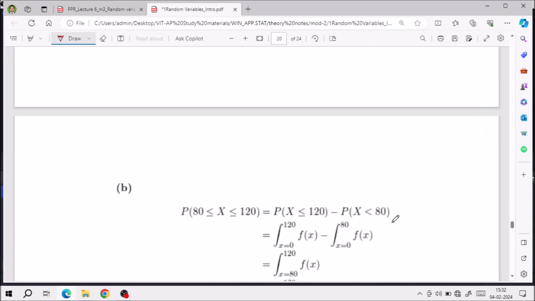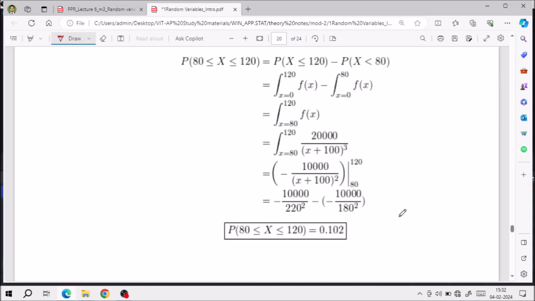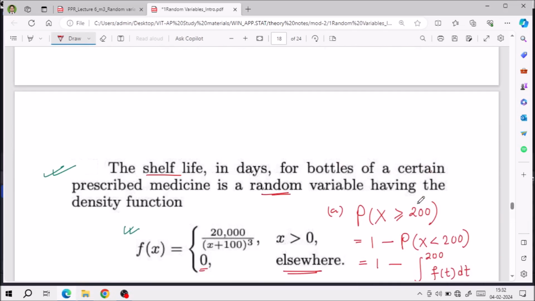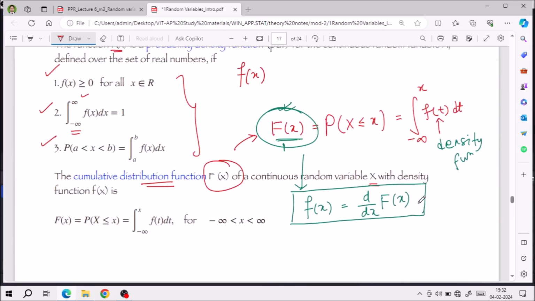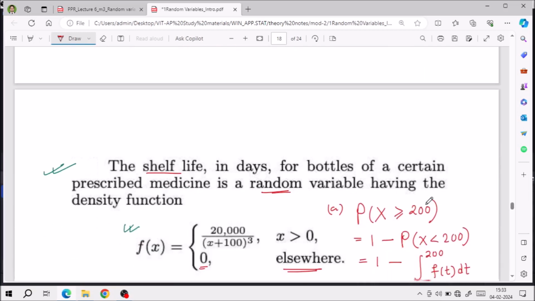So here you can see the solution. Probability from 80 to 120, you can include the end points as well. So the probability of 80 less than or equal to x less than or equal to 120. Just follow the definition, the third part. The probability of this one is nothing but the integral from a to b of f(x) dx.